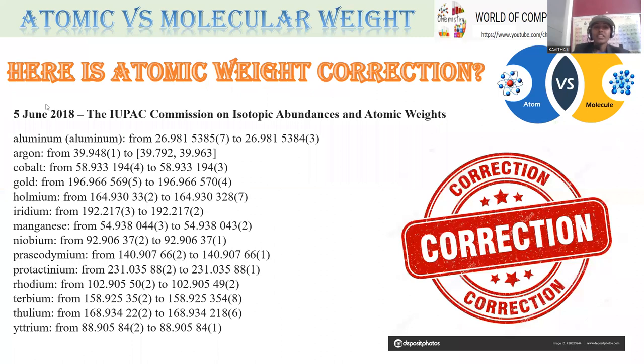Move on to another segment called atomic weight correction. So already pre-existing atomic weights are there, but based on the practical evidences, a slight correction was made for 12 elements in the entire periodic table. This was given by the International Union of Pure and Applied Chemistry, IUPAC, right? This was made on 5th June, International Environment Day, 2018. The IUPAC Commission on Isotopic Abundances and Atomic Weights.